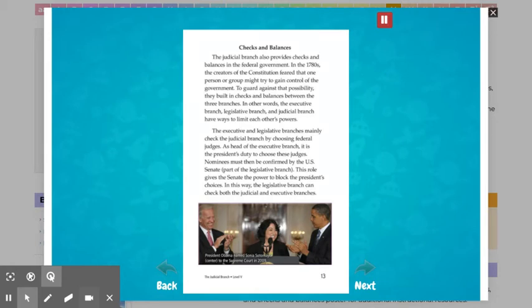The executive and legislative branches mainly check the judicial branch by choosing federal judges. As head of the executive branch, it is the president's duty to choose these judges. Nominees must then be confirmed by the U.S. Senate, part of the legislative branch. This role gives the Senate the power to block the president's choices. In this way, the legislative branch can check both the judicial and executive branches.